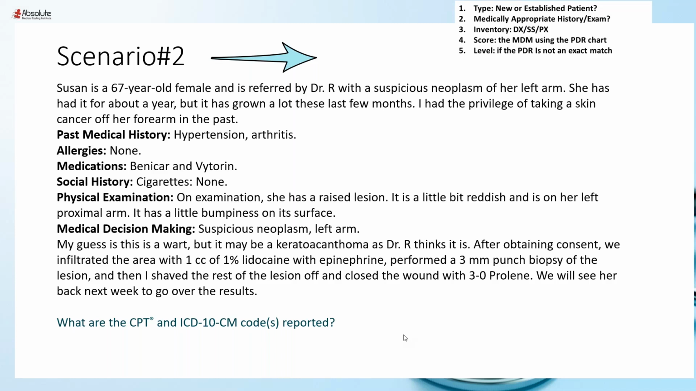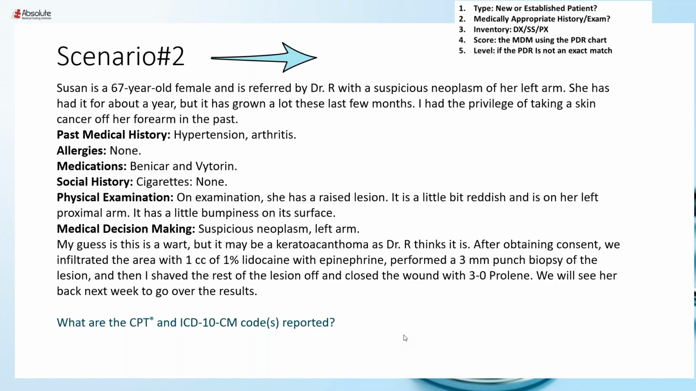After obtaining consent, we infiltrated the area with 1 cc of 1% lidocaine with epinephrine, performed a 3 millimeter punch biopsy of the lesion, and then I shaved the rest of the lesion off and closed the wound with 3-0 Prolene. We will see her back next week to go over the results.